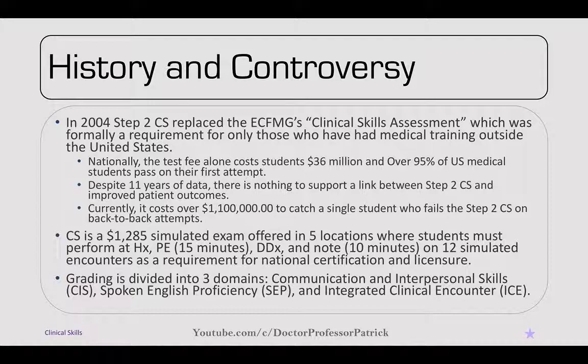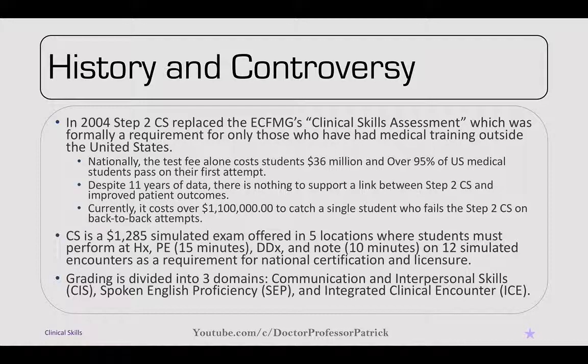So in summary, CS is going to be a $1,285 at this time simulated exam. It's offered in 5 locations where students must perform a history and physical exam in about 15 minutes and then come up with a differential diagnosis and document that in a note, taking about 10 minutes. And there are 12 simulated encounters, and this is a requirement for national certification and licensure.